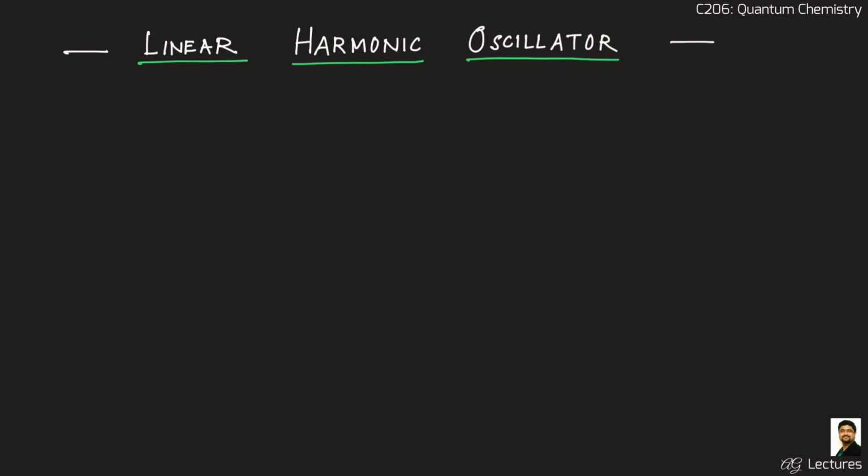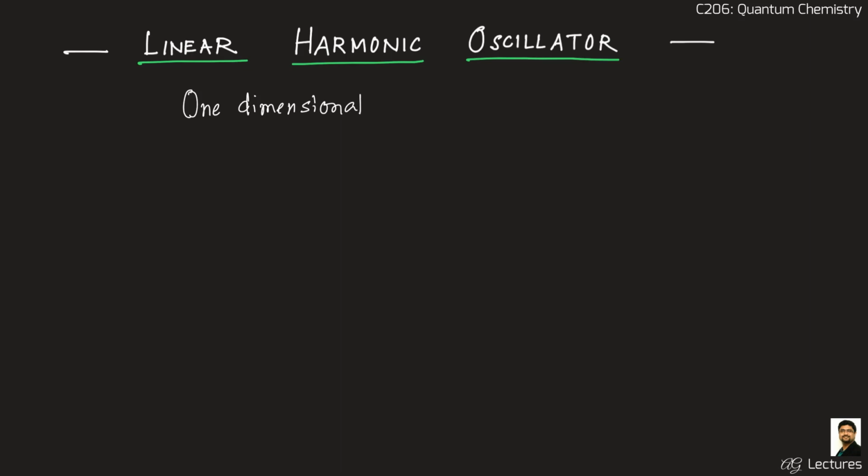Today we will discuss the linear harmonic oscillator, the quantum linear harmonic oscillator. By the word linear, we mean that we'll be discussing the one dimensional case, so that this motion is going to be linear in one dimension. Before we go to the quantum one, we quickly see what a classical harmonic oscillator does.